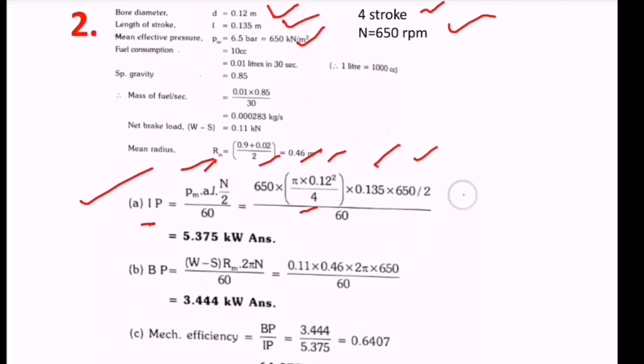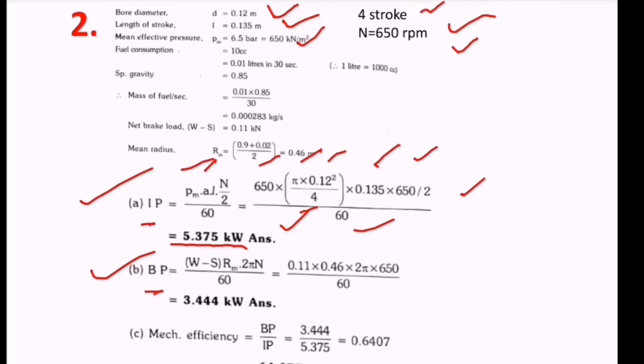650 is RPM divided by 2, N by 2 by 60, because N is given in revolutions per minute. We need revolutions per second, so that's why we take it divided by 60. So its answer is 5.375 kilowatt.